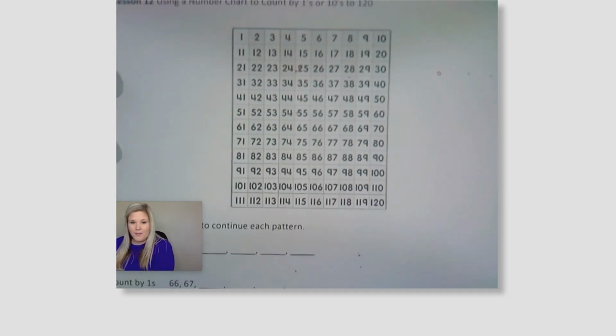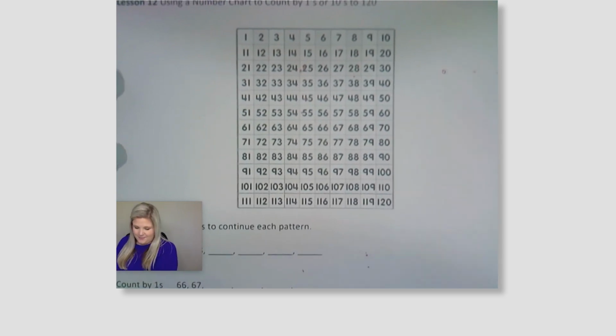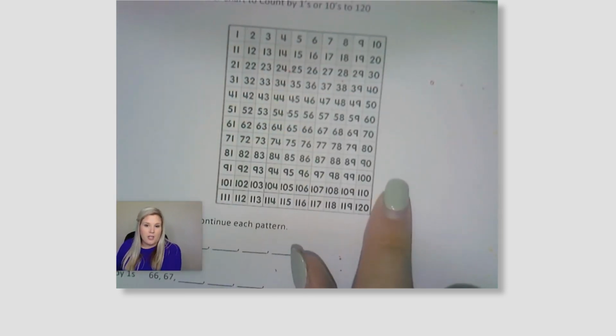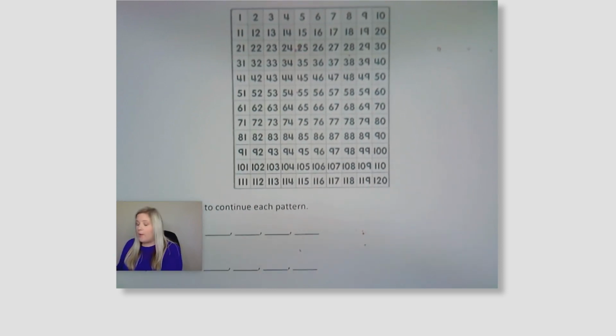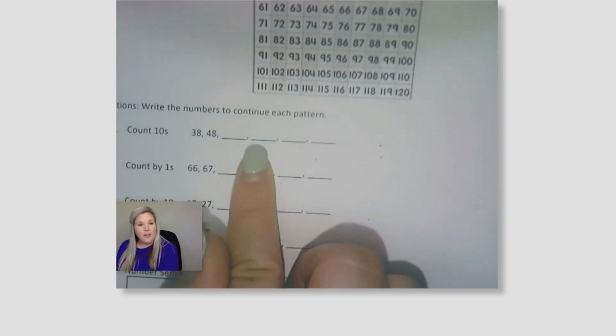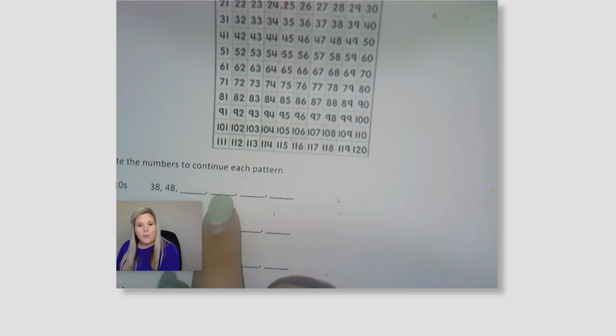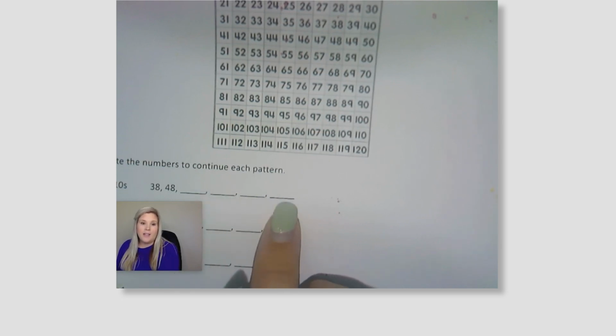All right. The directions say, write the numbers to continue each pattern, and you have your own 120 chart to use right here. If you don't have a printer, but you have a way to pull this up, you can pull up this 120 chart on a phone or another device, and then you can write on your own. This one says to count tens. So you're going to find the number 38, then number 48, and continue with that pattern to find the missing numbers.